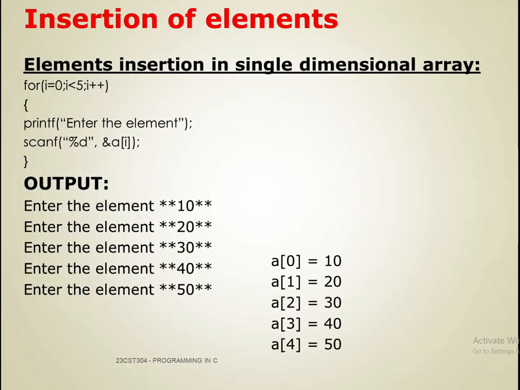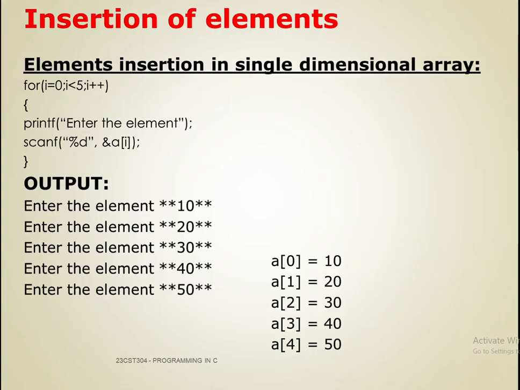Let us first see how to insert or store elements in a one-dimensional array. Suppose we want to store 5 values: 10, 20, 30, 40, 50. We declare an array int a[5]. Here int is the data type, a is the array name, 5 is the size of the array. This means that the array can store 5 integer values.